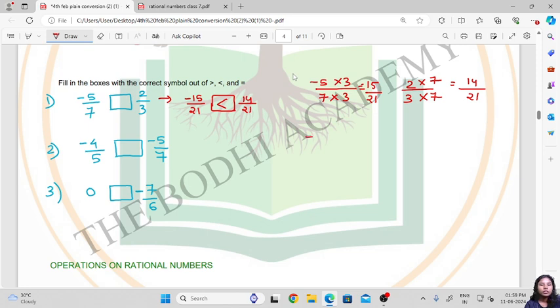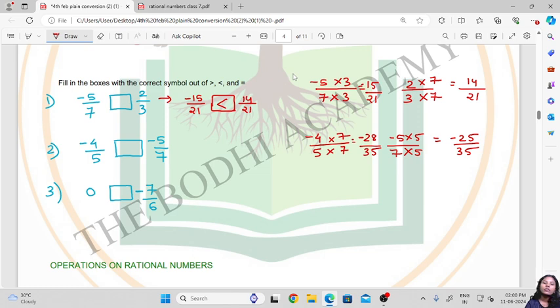So moving ahead to the next one, say we have minus 4 upon 5 and here we have minus 5 upon 7. We can take the denominator as 35. So into 5 and into 7. So we'll get here minus 7 4s are 28 upon 35, and here we'll get minus 25 upon 35.